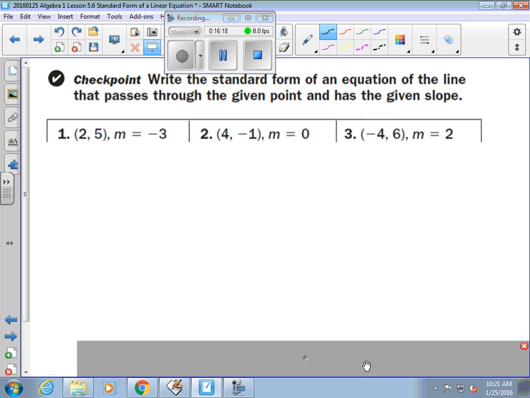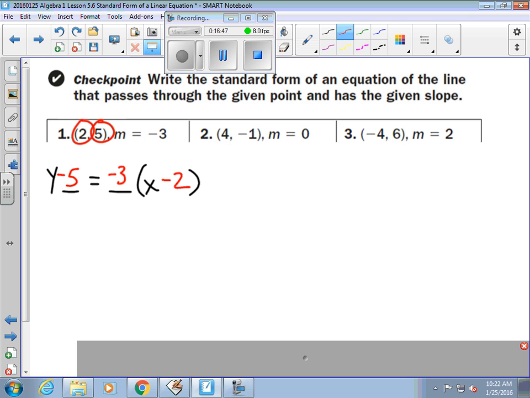Checkpoint problems. Write the standard form of the equation of a line that passes through the given point and has the given slope. It gives you a point and a slope. We're writing standard form. Y minus y sub 1 is m times x minus x sub 1. M goes here, -3. Y sub 1 goes here, opposite of that, -5. X sub 1 goes here, opposite of this, -2. That is point-slope form, not standard form.